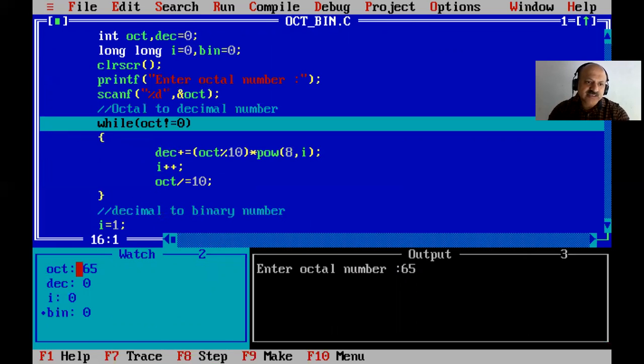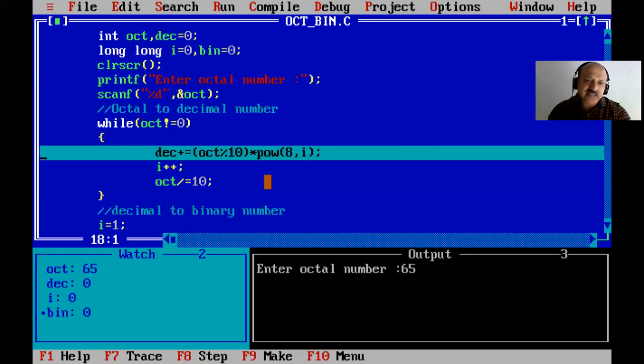So here octal is 65, all others are 0. Yes, no garbage value. So only one is scanned, and the other three we use in our logic. So that is the process. So octal is not equal to 0, yes, and decimal. So we first convert octal to decimal number. So that is 8 upon I.